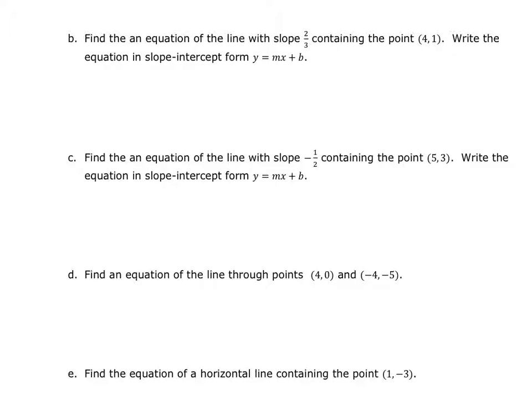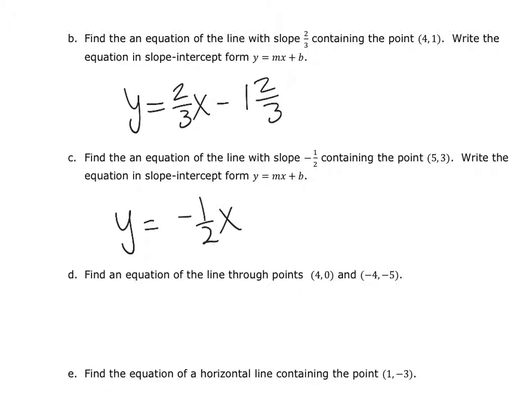So the answer for B, when you write it in slope-intercept form, is y is equal to 2/3 x. And since these are my y-intercepts, I'm going to write them as mixed numbers, so I'm going to write this as -1 and 2/3. For C, I got y is equal to -1/2 x, and again, I'm going to write this as a mixed number, so I'm going to write plus 6 and 1/2. That allows me to quickly graph the line.